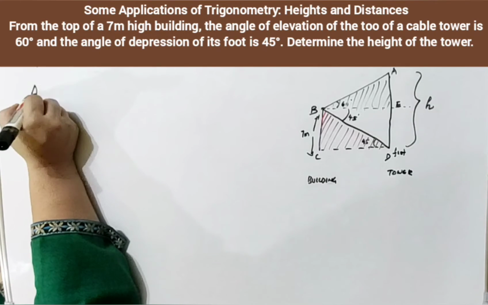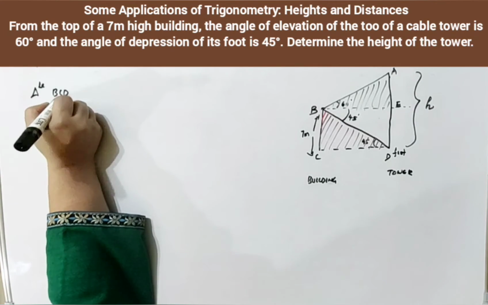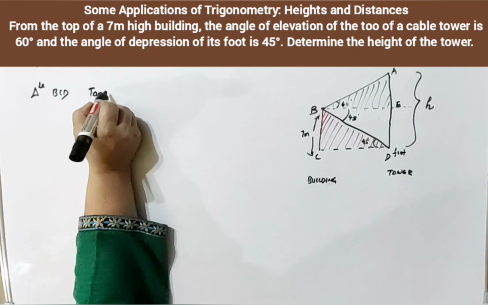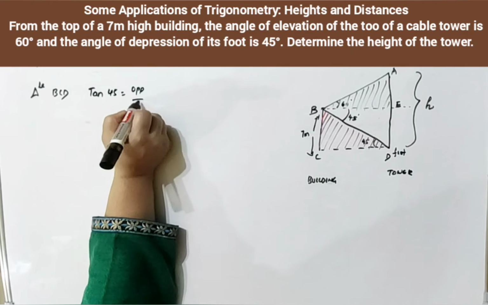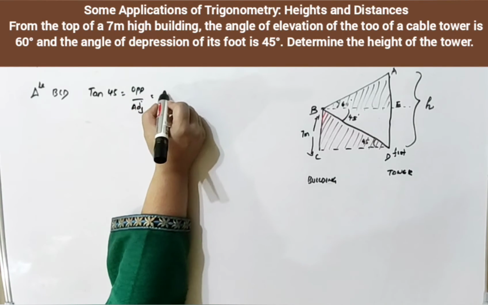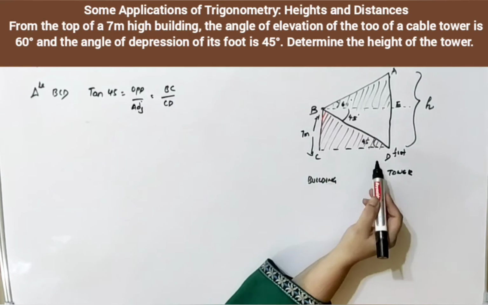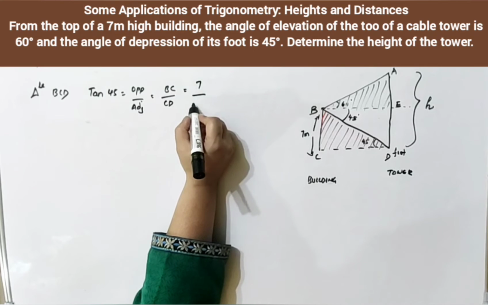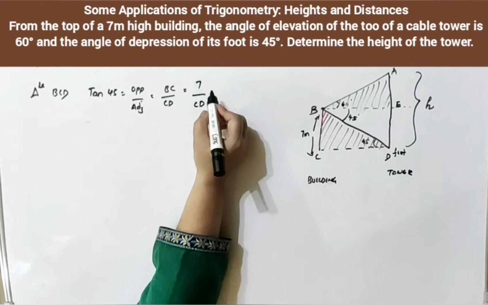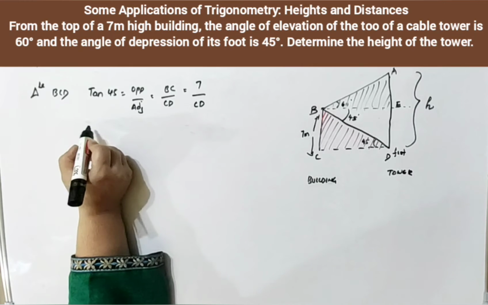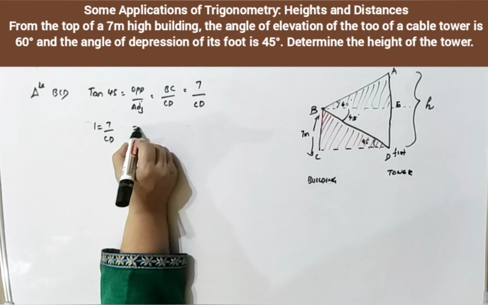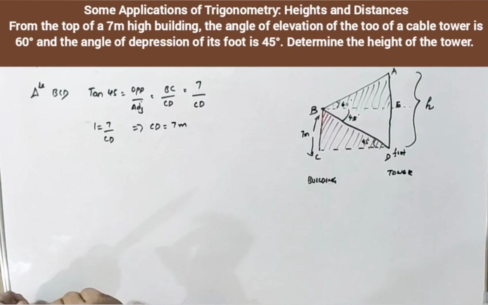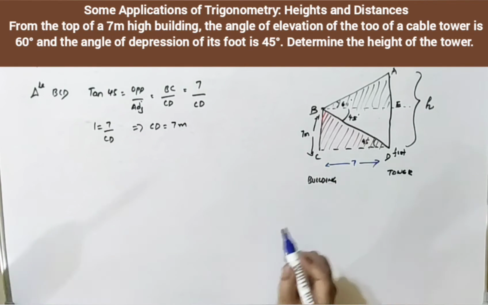Let's take the first triangle, say BCD. The angle given is 45 degrees. So tan 45 is opposite by adjacent, where opposite is BC and adjacent is CD. Opposite to 45 is BC. So BC is 7 by CD, which we don't know, so we leave it like this. Tan 45 is 1, right? So we get 1 is equal to 7 by CD, which means CD is 7 meters.